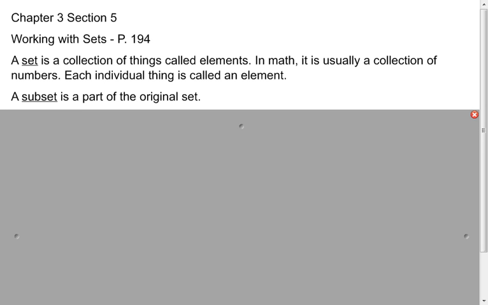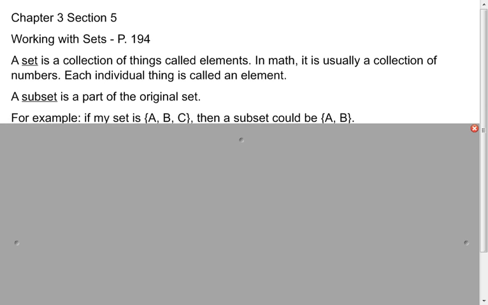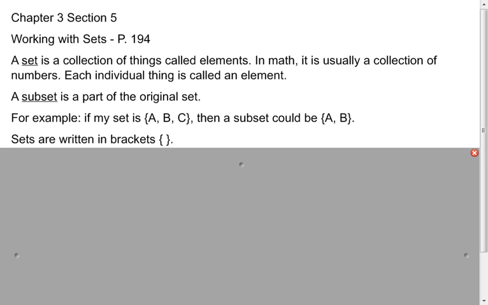We also had the definition of subset in Chapter 2. A subset is a part of the original set that you were working with. We'll do a lot with those today as well. For example, if my set is A, B, and C, then an example of a subset could be A and B. So I took A and B out of the set and made it a subset. I took it out of what I started with. Sets are written in brackets. Okay, that's what those things are called.